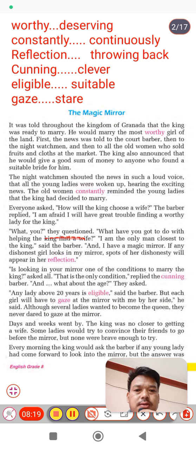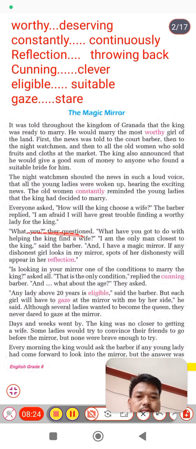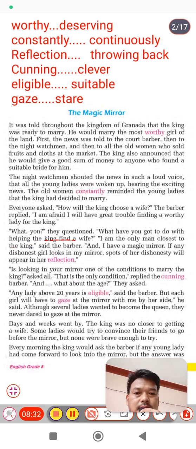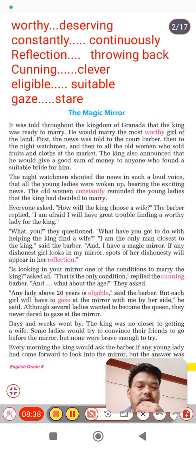What have you got to do with helping the king find a wife? What are the things that you are going to do to help the king find a wife? I am the only man closest to the king, the barber replied. He was the closest person to the king. And I have a magic mirror.